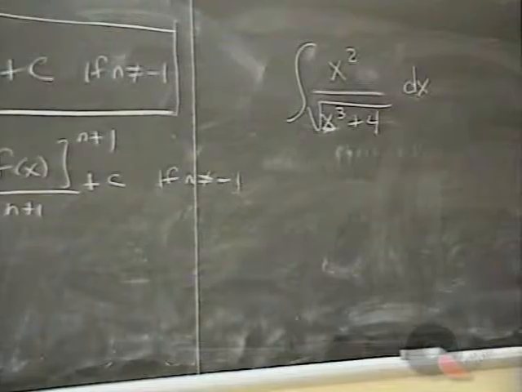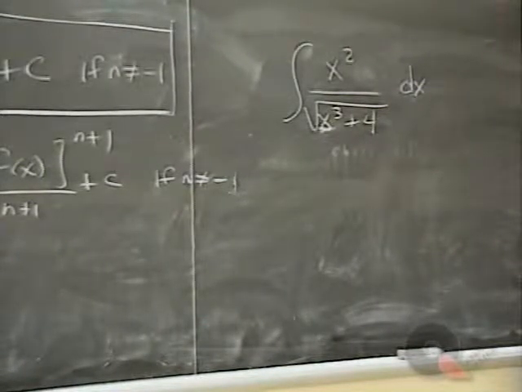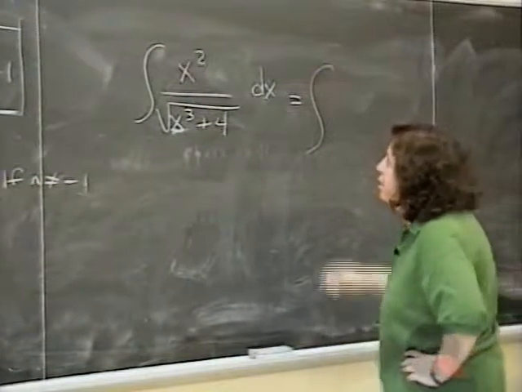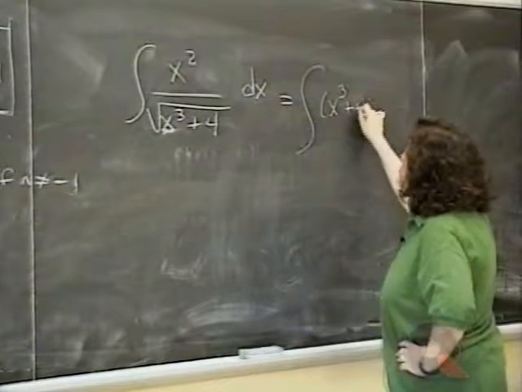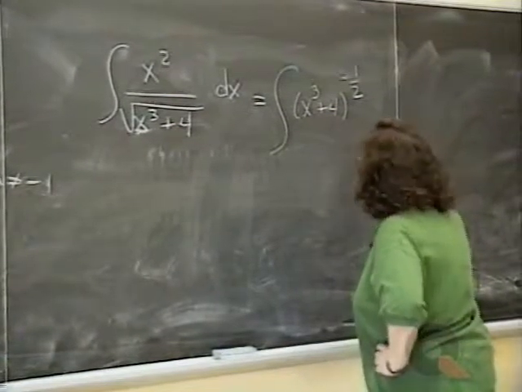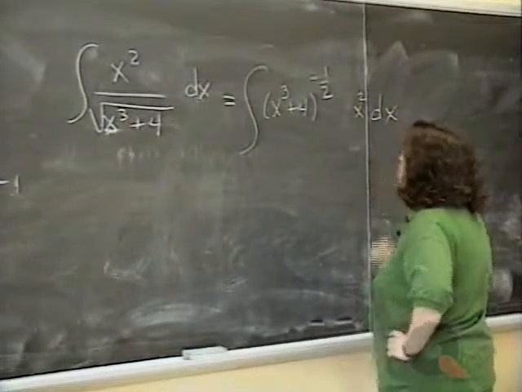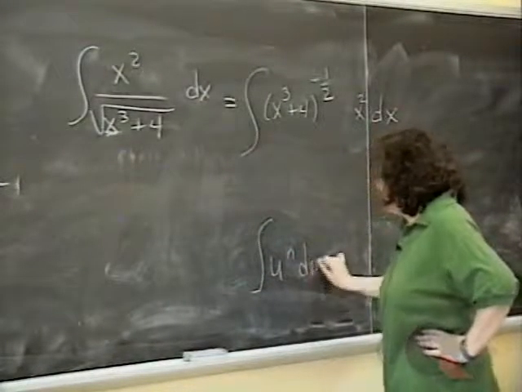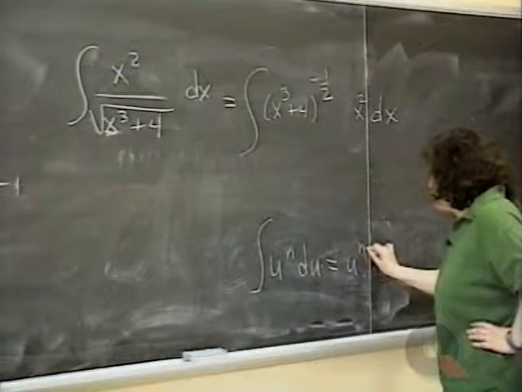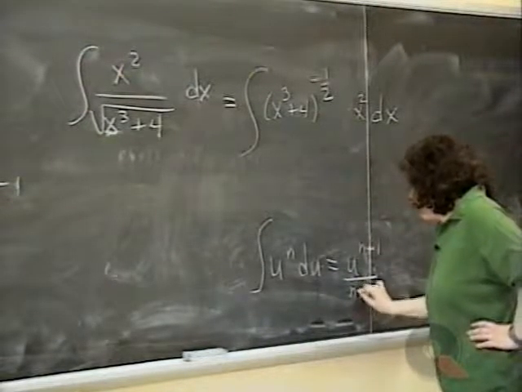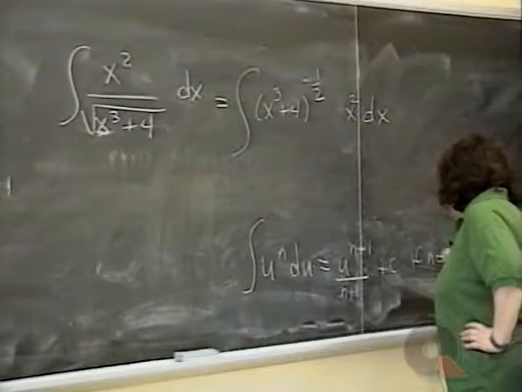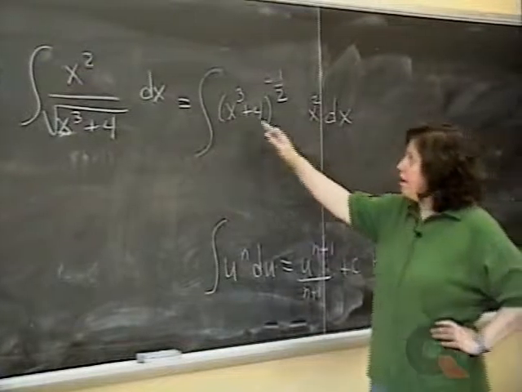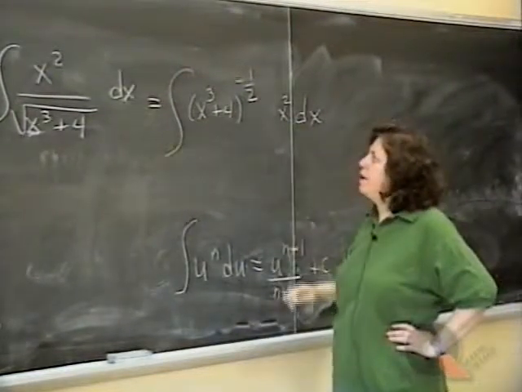Okay. First thing you may say, what is this? Where did the square root come from? Well, let's rewrite it. This is really x cubed plus 4 to the 1/2 power. Let's bring it up and make it x cubed plus 4 to the minus 1/2 power times x squared dx. And we're trying to match to our new formula, which is u to the n du. To anti-differentiate, you get u to the n plus 1 over n plus 1 plus c, if n is not minus 1. So what are we going to do? Instead of letting f of x be x cubed plus 4, we're going to let u be x cubed plus 4.